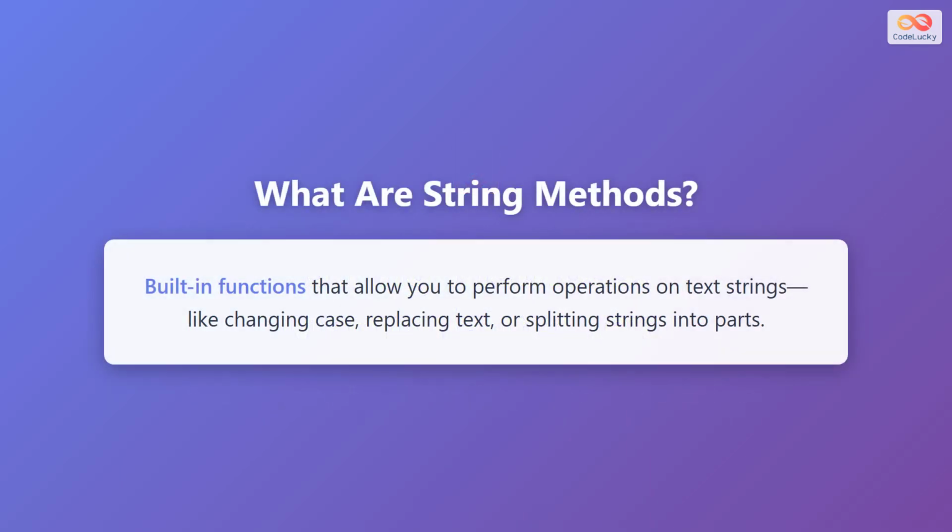String methods are built-in functions that allow you to perform operations on text strings. Think of them as tools in your toolbox specifically designed for working with text. These methods can change the case of letters, replace specific words or characters, split text into multiple parts, remove unwanted spaces, and extract portions of strings. Every string in PowerShell comes with these methods already available, which means you can use them immediately without any additional setup.